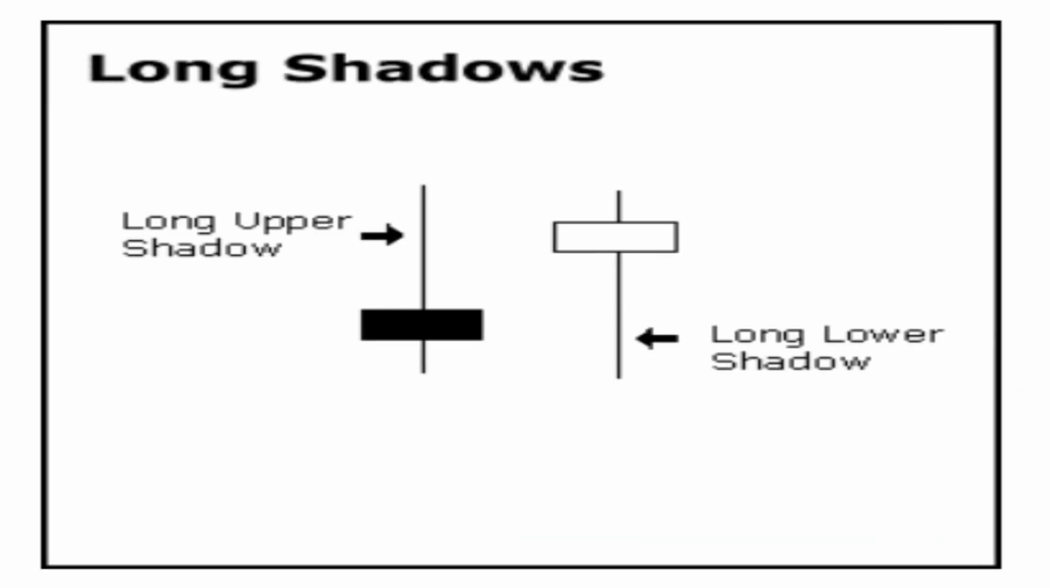Long versus short shadows. The upper and lower shadows on candlesticks can provide valuable information about the trading session. Upper shadows represent the session high and lower shadows the session low. Candlesticks with short shadows indicate that most of the trading action was confined near the open and close. Candlesticks with long shadows show that prices extended well past the open and close.